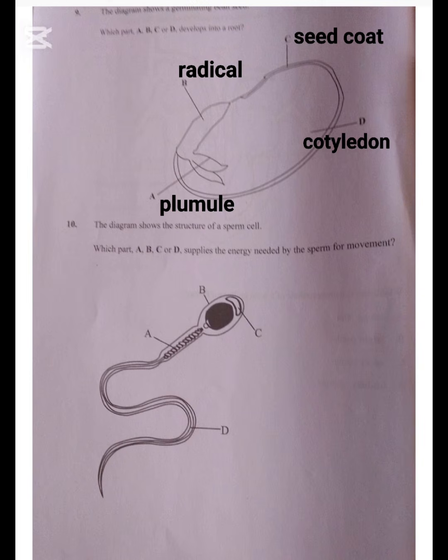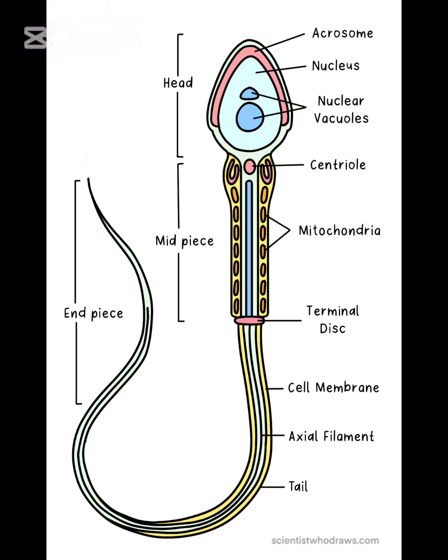Number 10, the diagram shows the structure of a sperm cell. Which part, A, B, C, or D, supplies the energy that is needed by the sperm for movement? So on number 10, we are going to select A as the answer. The mitochondria are found in the midpiece of the sperm cell. The midpiece is the part of the sperm that provides energy for the sperm's tail to move. So the correct answer on number 10 is A.